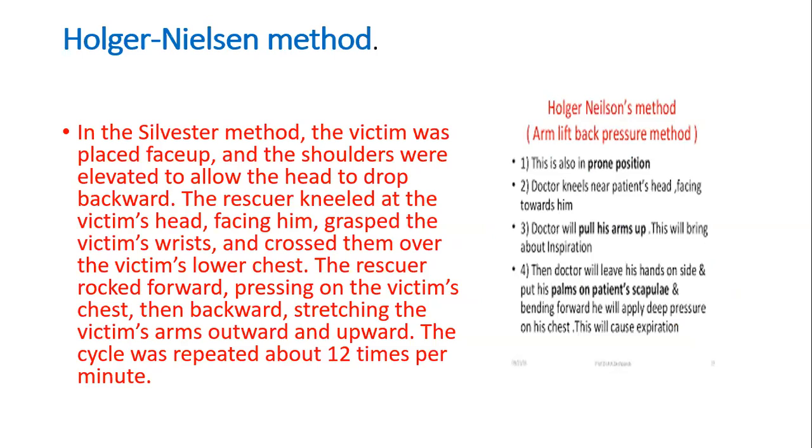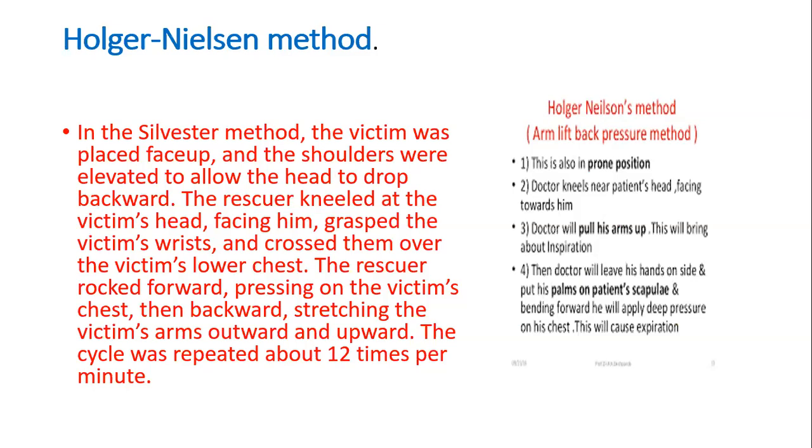In this method, the Sylvester method, the victim was placed face up and the shoulders were elevated to allow the head to drop backward. The rescuer kneeled at the victim's head, facing him, grabbed the victim's wrists and crossed them over the victim's lower chest. The rescuer rocked forward, pressing on the victim's chest, and then backward, stretching the victim's arms outward and upward. The cycle was repeated about 12 times per minute.